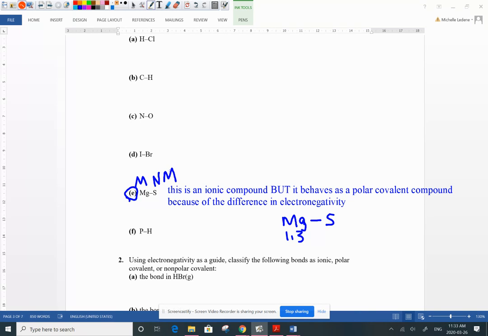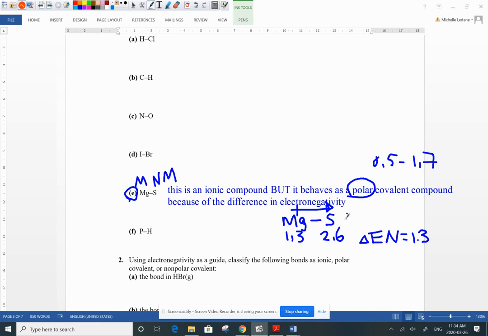But when we look at the electronegativity difference, we've got magnesium 1.3 and sulfur 2.6 when we look up those electronegativity values. The electronegativity difference between those two atoms, 2.6 minus 1.3, is 1.3. So that means this compound acts like a molecule, not like an ionic compound. It falls within that polar covalent range. Remember, we said that is between 0.5 and 1.7. So even though it is made of a metal and a nonmetal, it is going to behave like a polar covalent compound.